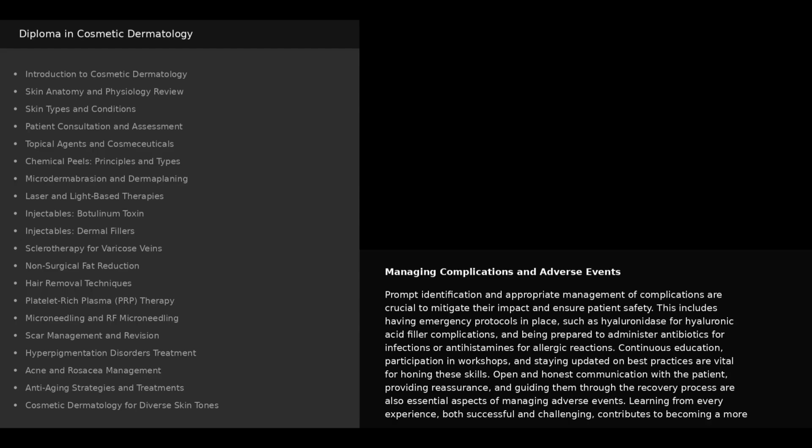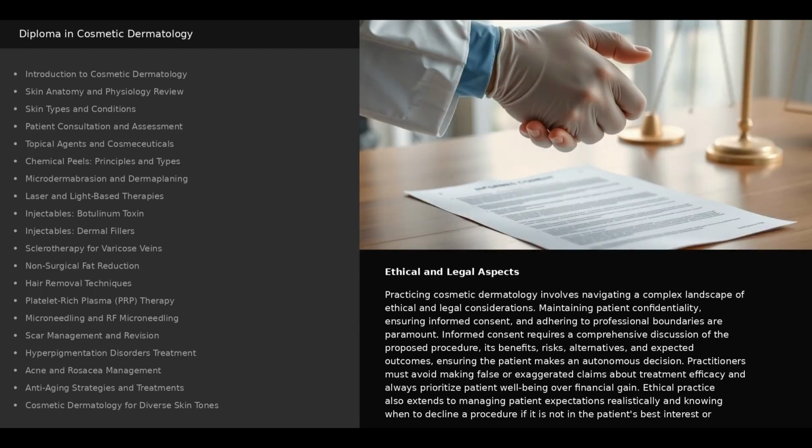Open and honest communication with the patient, providing reassurance, and guiding them through the recovery process are also essential aspects of managing adverse events. Learning from every experience, both successful and challenging, contributes to becoming a more competent and responsible cosmetic dermatologist. Ethical and legal aspects.